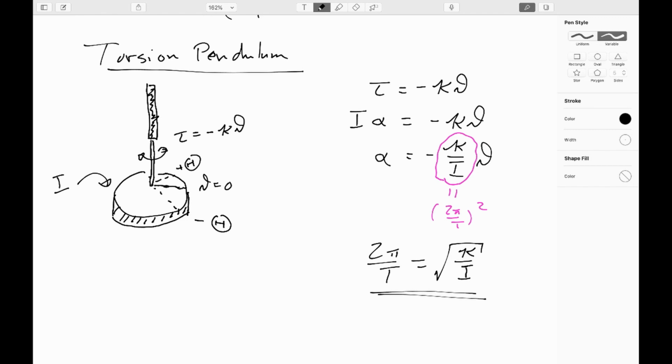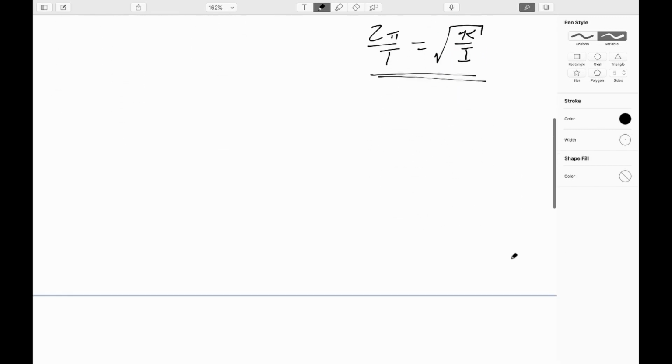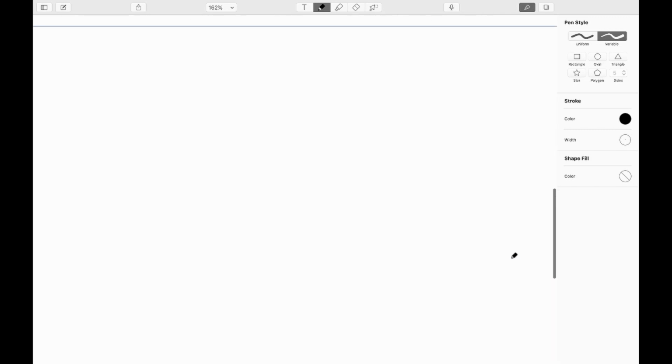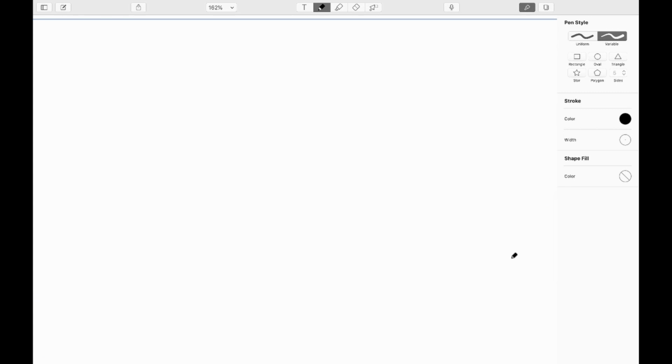Now, I started there because I want to work towards the simple pendulum, which is just a mass at the end of a string, a small mass at the end of a string. But as a step along the way, I would like to develop the physical pendulum.